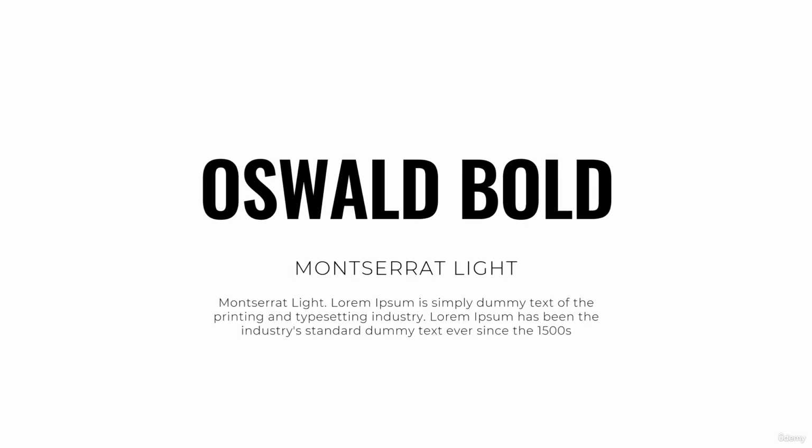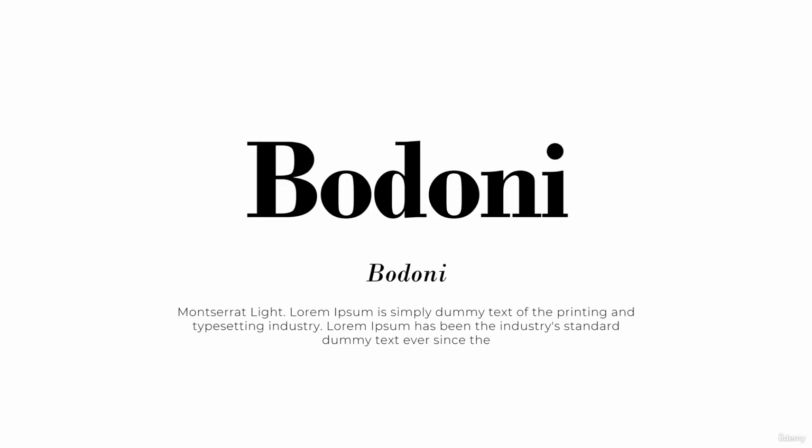Oswald Bold with Montserrat Light. This is a highly functional combo that gives great contrast, yet is still easy to read. Bodoni for title, Bodoni Italic for subtitle, and Montserrat Light for body. Bodoni is a classic magazine heading typeface and is very elegant. The pairing of Bodoni and Montserrat is sophisticated and contemporary.